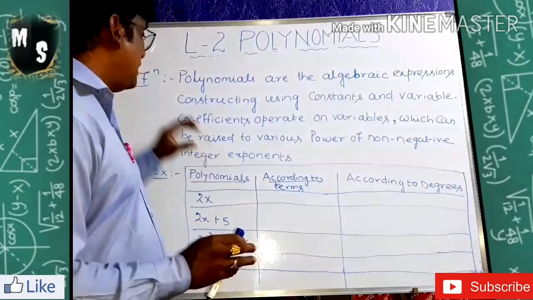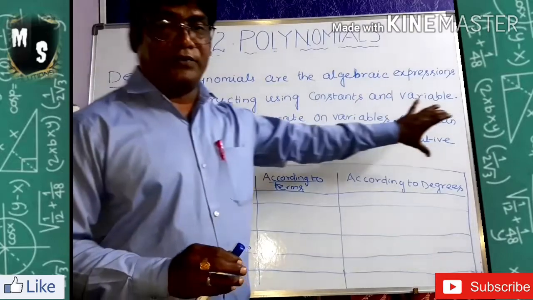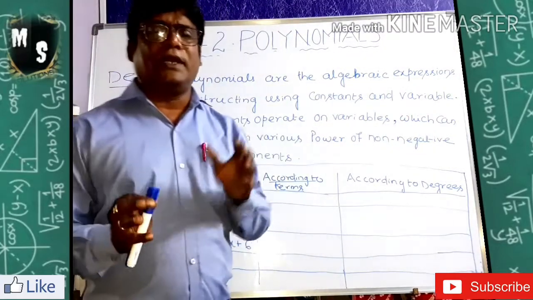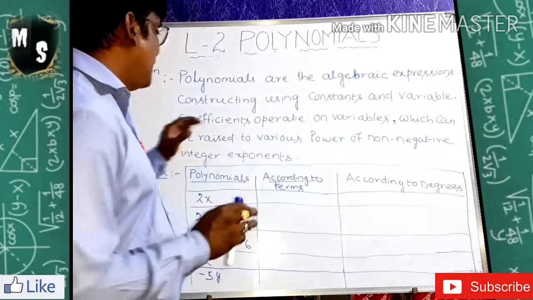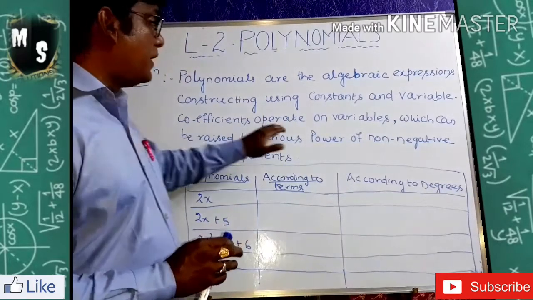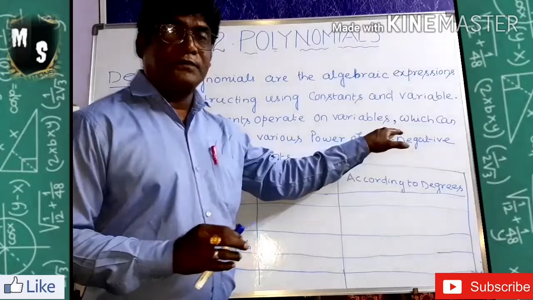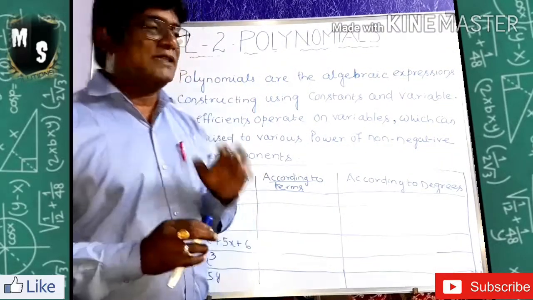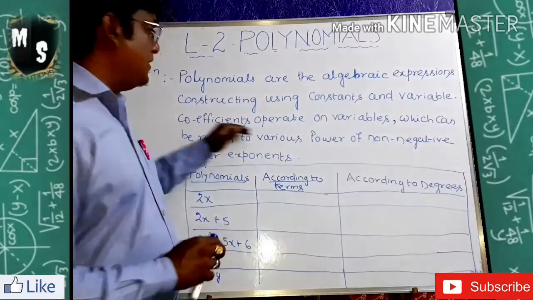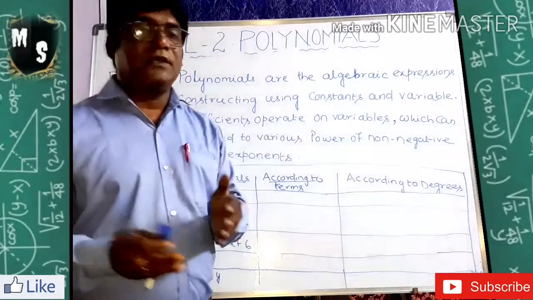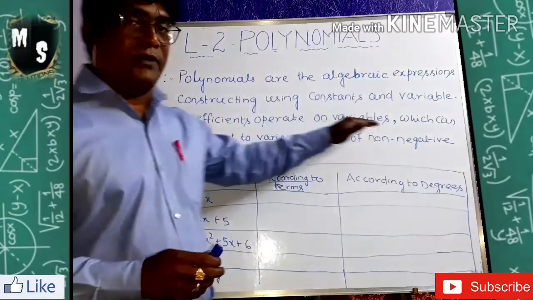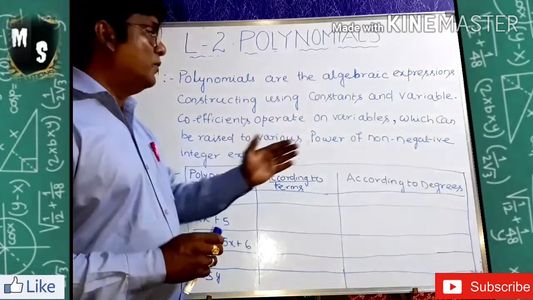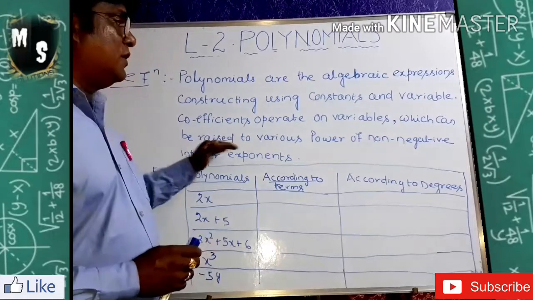Now I have added another two lines here today for you. Very interesting. I am saying it very slowly, so try to understand nicely. What is said? Coefficients operate on variables. In my next part I want to explain what it means that coefficients operate on variables. Just try to understand the definition today.